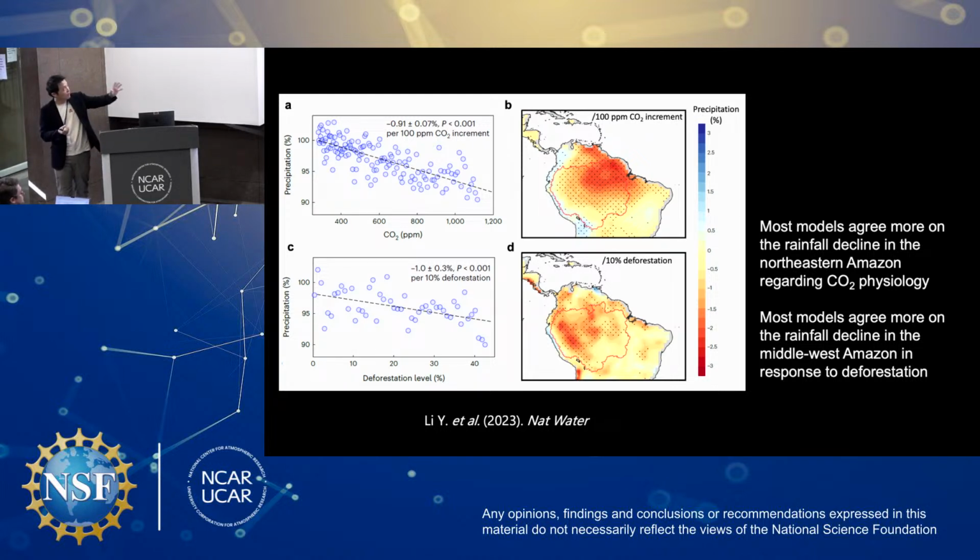And also you can see on the right the precipitation sensitivity in response to every 100 ppm CO2 increase in the Amazon, shown on the right top. And on the right bottom is the precipitation response to every 10% deforestation across the whole basin.